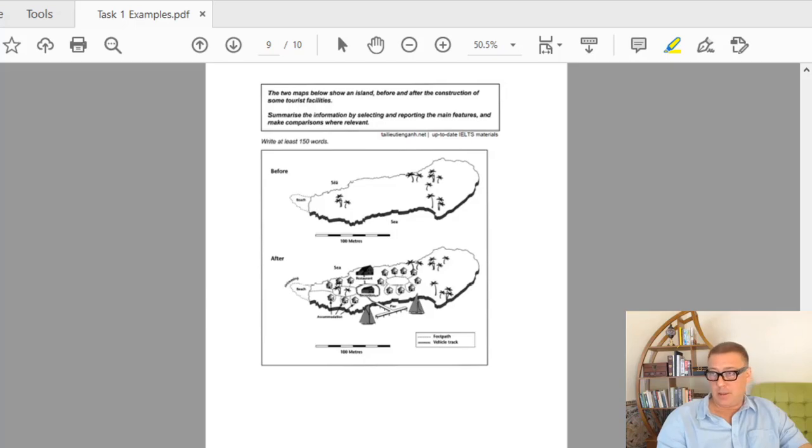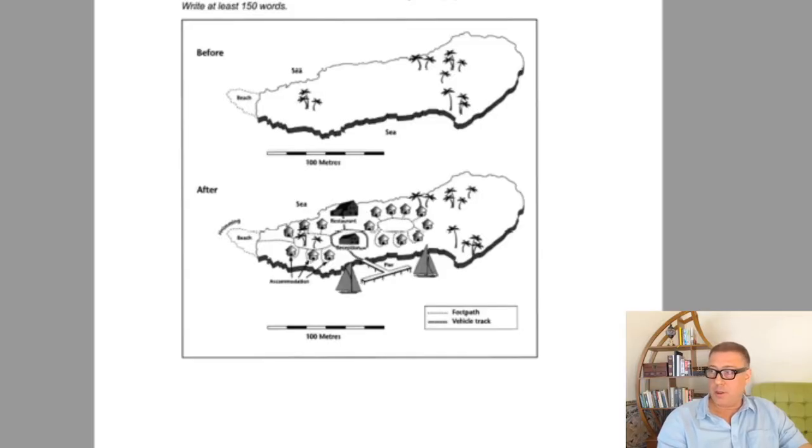So if we look at the title, the 2 maps below show an island before and after the construction of some tourist facilities. And then we have a closer look. 2 islands before and after some tourist facilities were built. So in the past, right? So before, after, that's what it says very clearly there. Before and after.